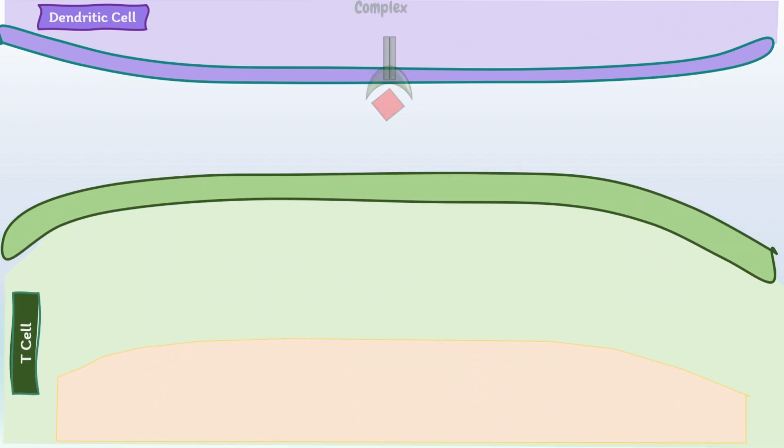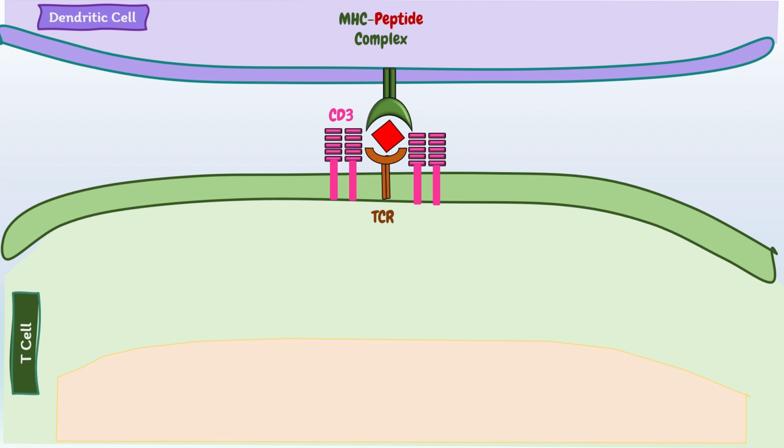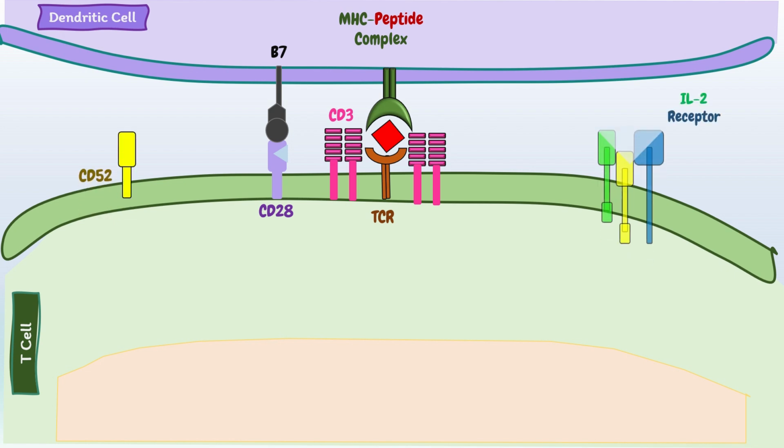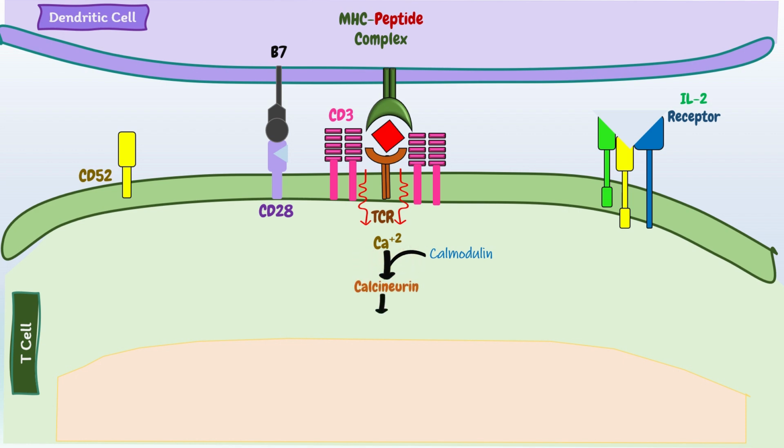This is a T-cell. Peptide MHC complex binds with alpha-beta T-cell receptor and CD3 complex. B7 receptor of the dendritic cell binds with CD28 receptor of the T-cell. This is the CD52 receptor of the T-cell. This is the interleukin-2 receptor of the T-cell. Now, when CD3 activates, it causes increased calcium influx and combines with calmodulin and activates calcineurin, which is a phosphatase.